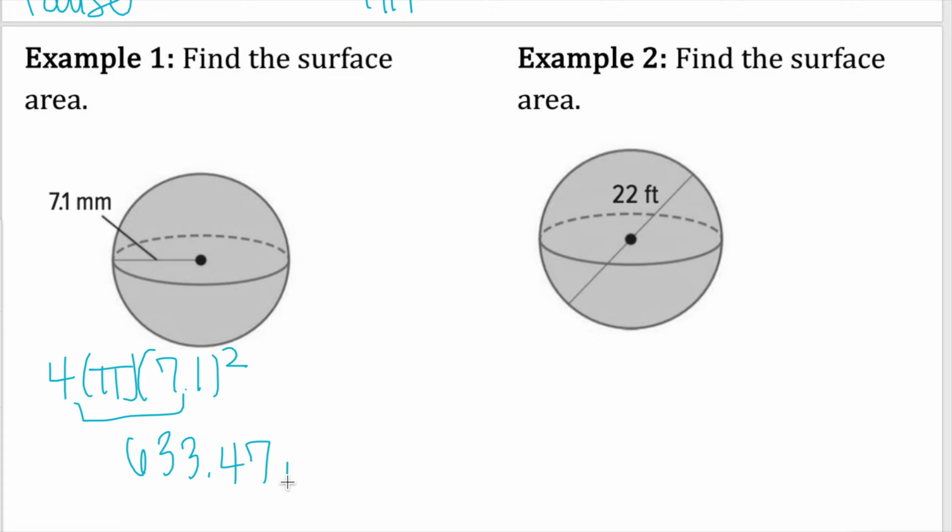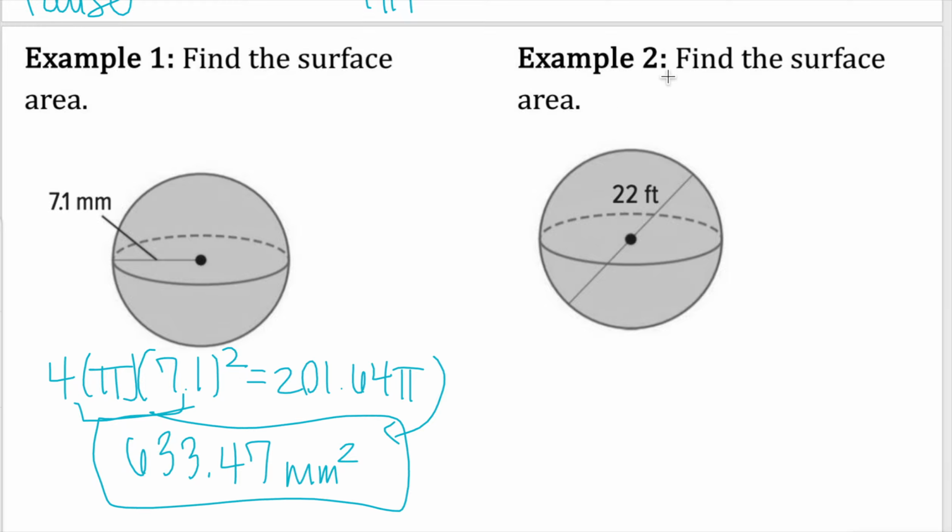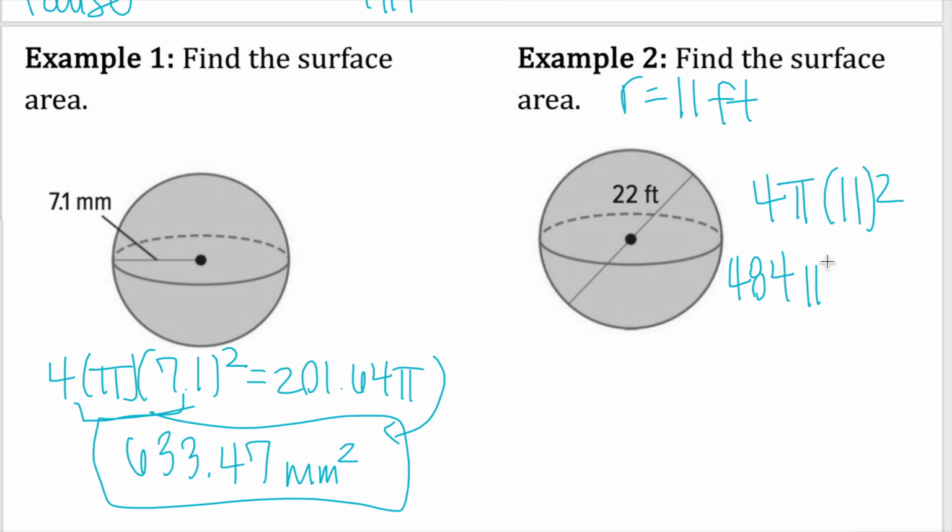If you were to write this in terms of pi, you could say 201.64 pi, and then once you calculate with pi, that's where you get your final answer. Number 2, the radius needing to be used here is 11 feet, so 4 times pi times 11 squared. 11 squared times 4 is 484, so you could write in terms of pi 484 pi, or calculating it completely, 1,520.53 feet squared.